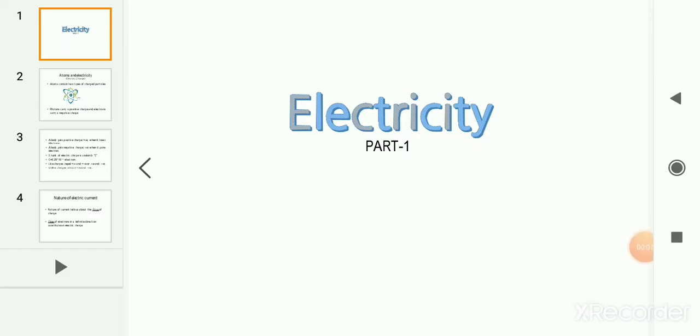Today we are going to learn about the topic electricity. In this topic, we are going to learn about electric charge and its units, electric current, flow of charge, and then direction of its flow and potential differences. All these things in detail we are going to learn in this chapter, electricity.